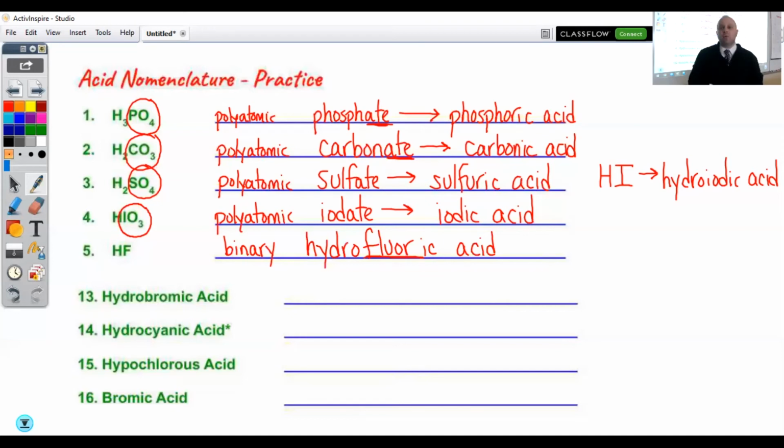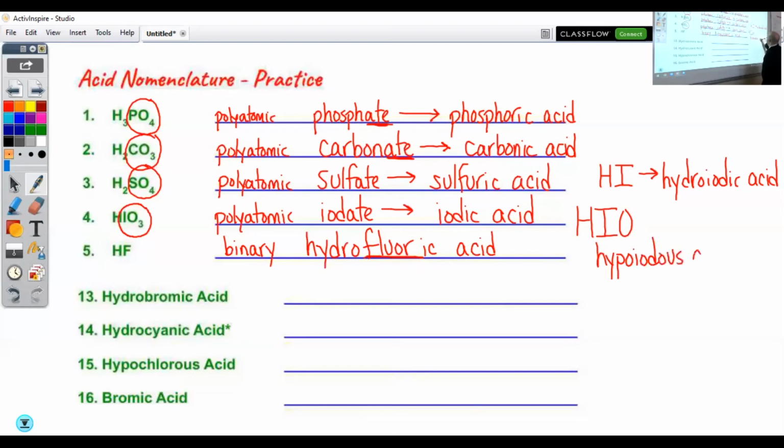One last thing that I want to make you aware of, here's another example. HIO. This is hypoiodous acid. Notice how close hypo and hydro appear. Please be careful. Take your time when you're doing this. Make sure if it's hydro, you identify it as a binary, but if it's hypo with a P, make sure that you identify that as a polyatomic.